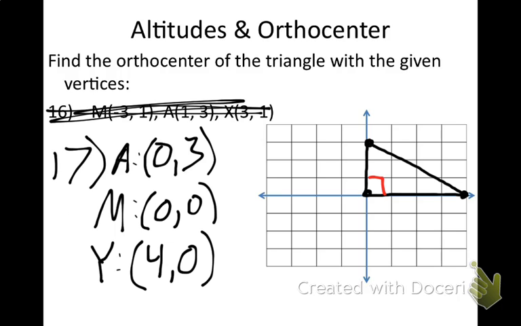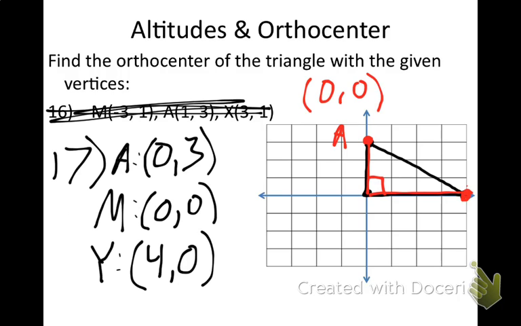If I were to draw an altitude from A right here, what type of altitude would that be? Where'd it go? Straight down. If I were to draw an altitude from right here, where would it go? Straight over. Where's the orthocenter at? 0, 0. The orthocenter there would be located at 0, 0.